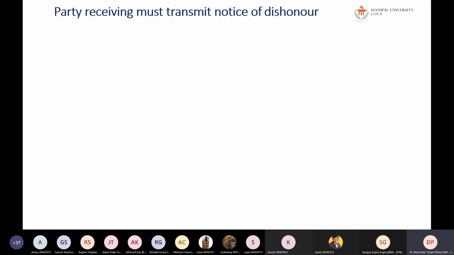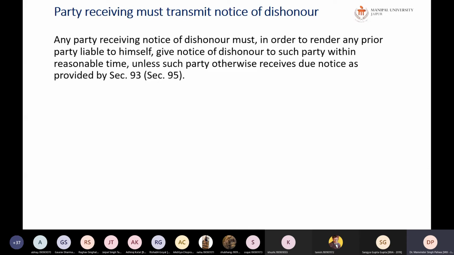Okay, so the party receiving must transmit the notice of dishonor. A party receiving the notice of dishonor must, in order to render any prior party liable, transfer the notice to the prior party. So if the instrument goes from A to B, B to C, C to D, then they must transfer the notice, as this instrument has been dishonored. So D should inform C, and C should inform B about the dishonor of the instrument. Okay.